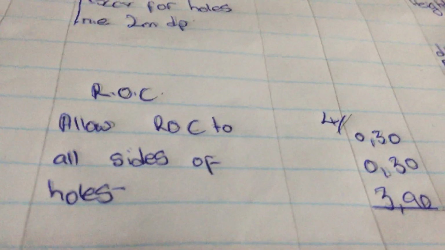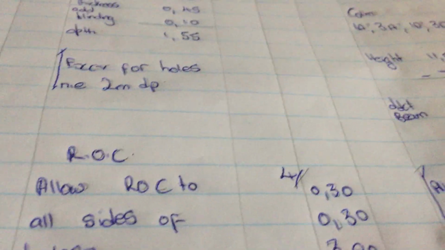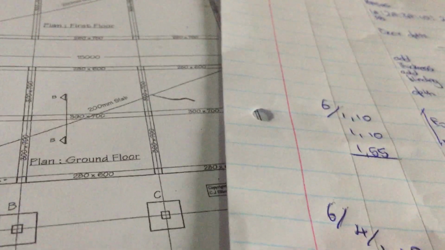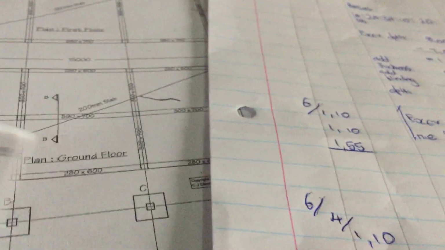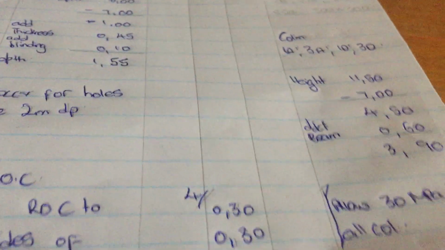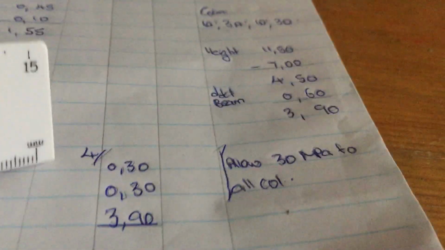And then how many of those do I have? Remember, these columns that I'm talking about are the ones that are outside, on the edges of the round beam. So how many are they? That is 4, and then you book it as 4.